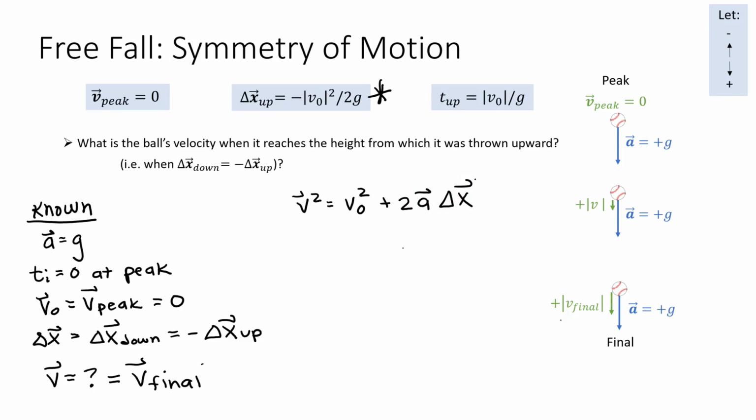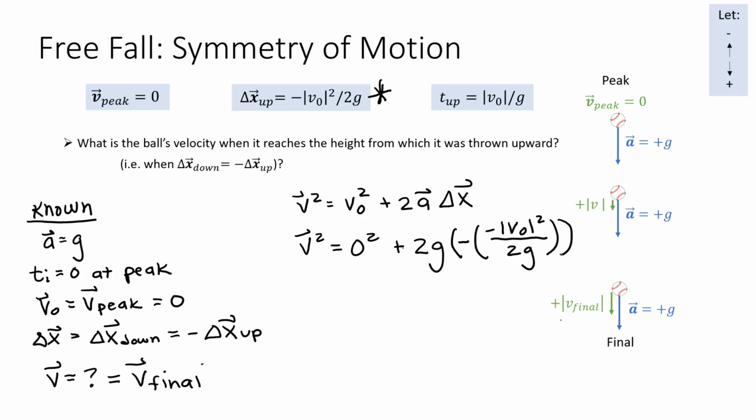Plugging in the information from this problem, our final velocity, that's the thing we're looking for, v squared, is equal to v naught squared. Remember, that's the velocity at the peak, since we redefined our time t equals 0 to be right at that peak. And so I have 0 squared plus 2. My acceleration is g, and then my displacement is delta x down, which is minus delta x up, which I can plug in using the equation in the blue box. So that is going to be minus delta x up, which is minus the magnitude of v naught squared divided by 2g.